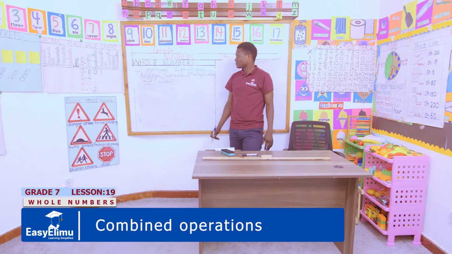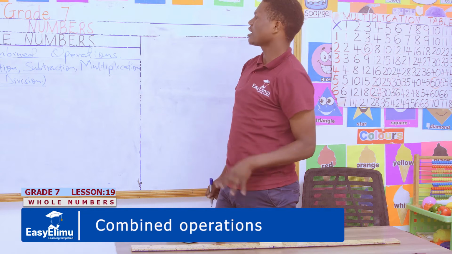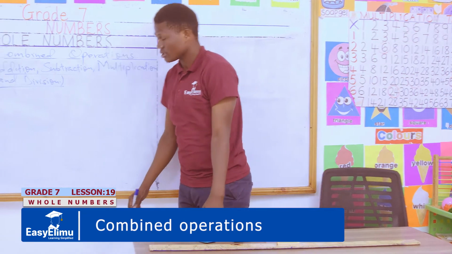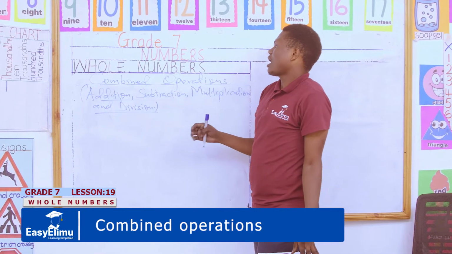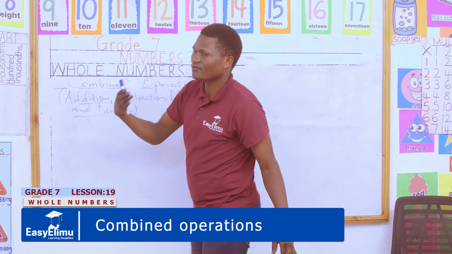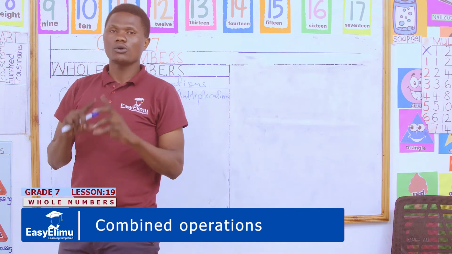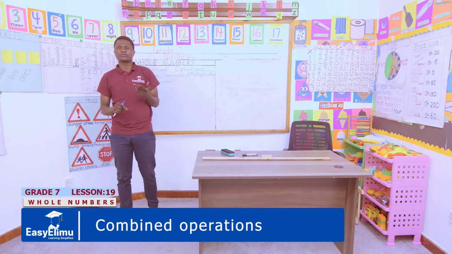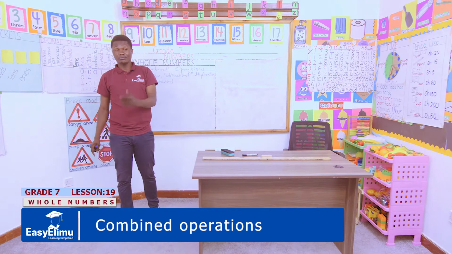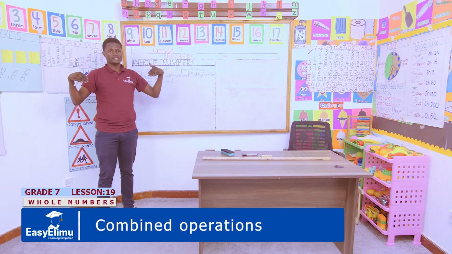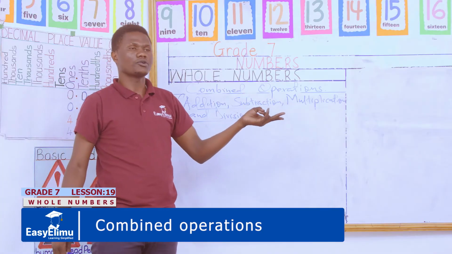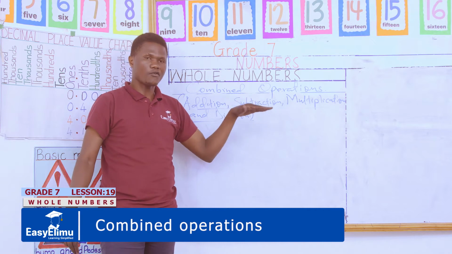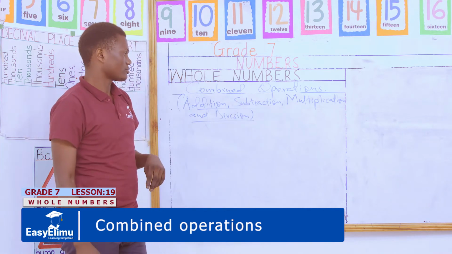So today, in our session, we are going to finalize combined operations on whole numbers. Today we are going to discuss how to solve combined operations with all 4 operation signs. We can have addition, subtraction, multiplication, and division in a single problem. In our previous sessions, we discussed 2 in a single question, or a maximum of 3. But today we are going to discuss a maximum of 4 operation signs in a single problem.